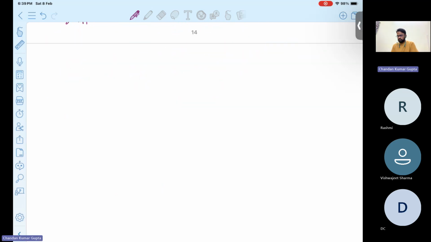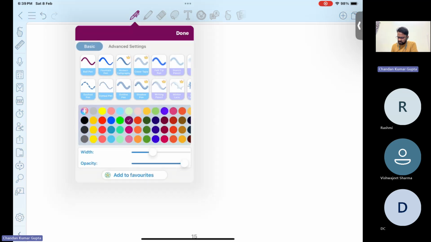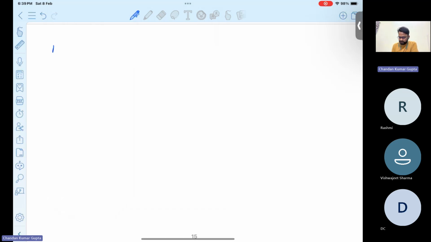Now suppose we have some questions as well. Actually, we will discuss normal distributions in a later class, so we will solve these questions in that class. Now the next topic is inequalities.